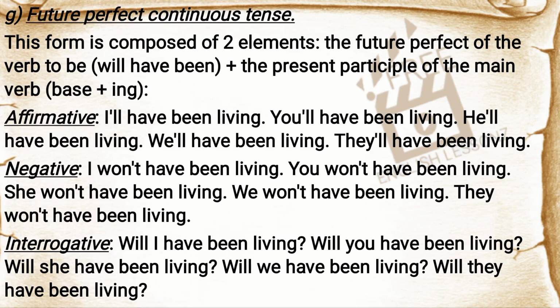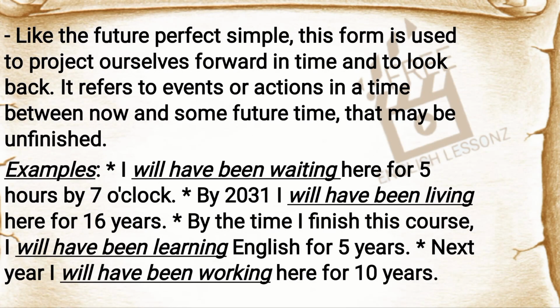Interrogative: will I have been living? Will you have been living? Will she have been living? Will we have been living? Will they have been living? Like the future perfect simple, this form is used to project ourselves forward in time and to look back. It refers to events or actions in a time between now and some future time that may be unfinished.